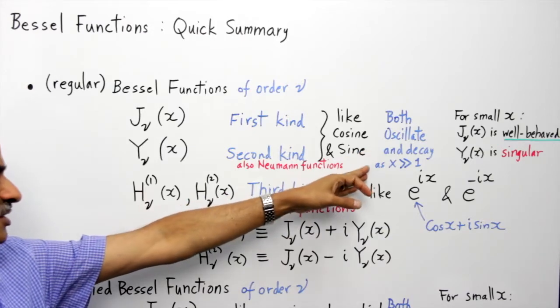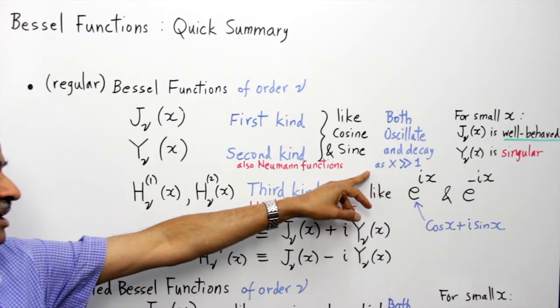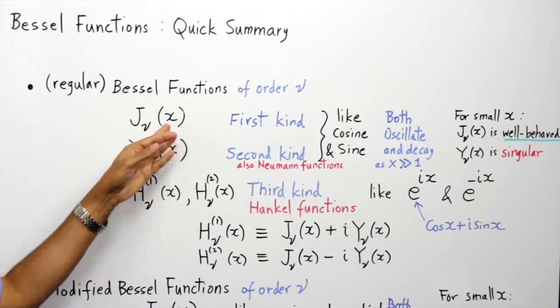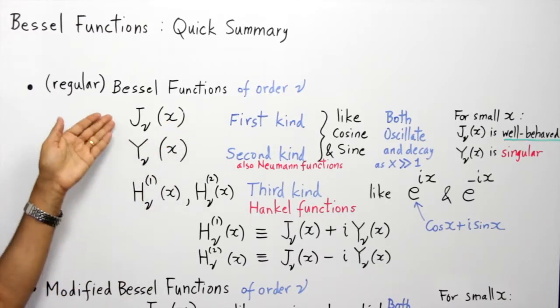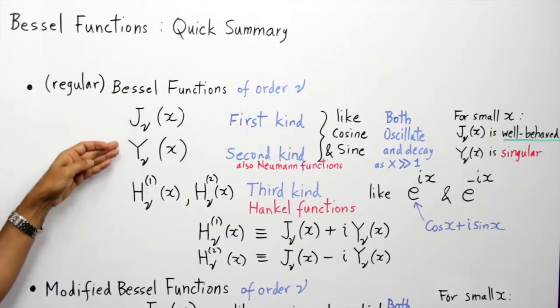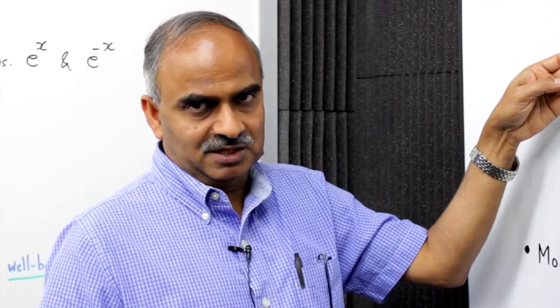They both oscillate in space as a function of the independent variable and continue to oscillate and decay as x increases. And for small values of the argument x, they are well behaved. J nu is well behaved, Y nu is not well behaved, it is singular, it blows up as x becomes small.